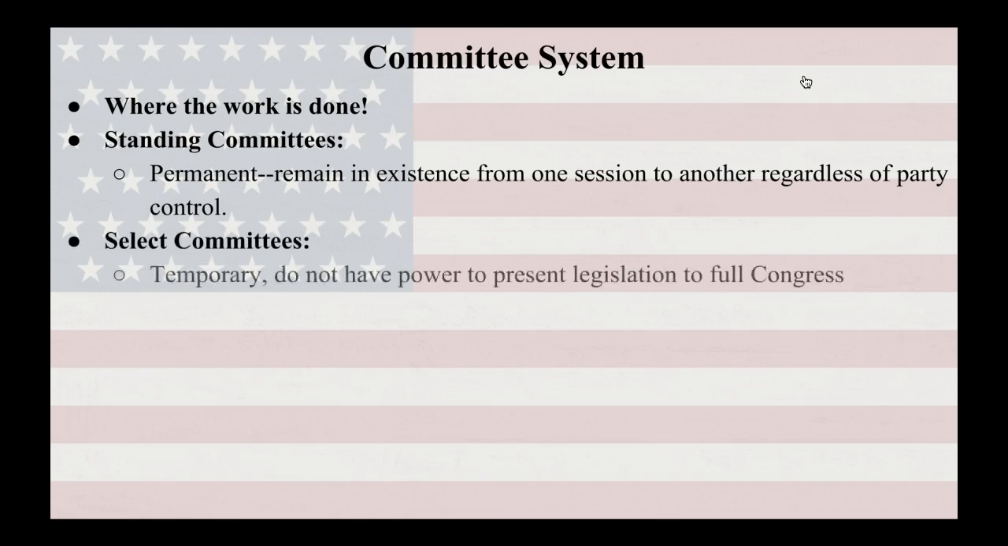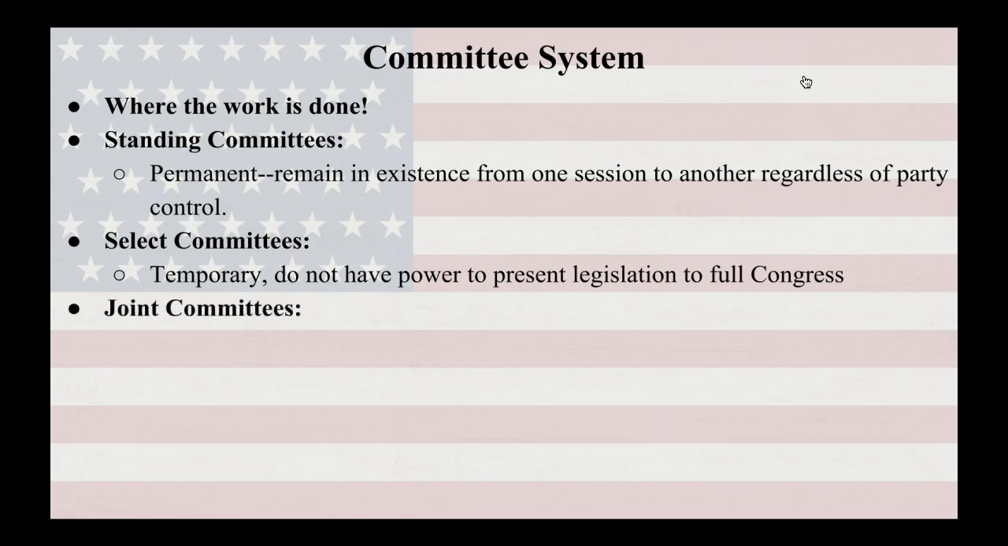Then there are select committees. These are temporary, and they do not have the power to present legislation to the full Congress. These are set up to address a specific issue or to highlight a specific event. Some examples of those are the Senate Watergate Committee from 1973 and the House Select Committee on Benghazi that was formulated in 2012. And so they had a specific role that they were trying to perform, addressing, highlighting, or investigating an issue.